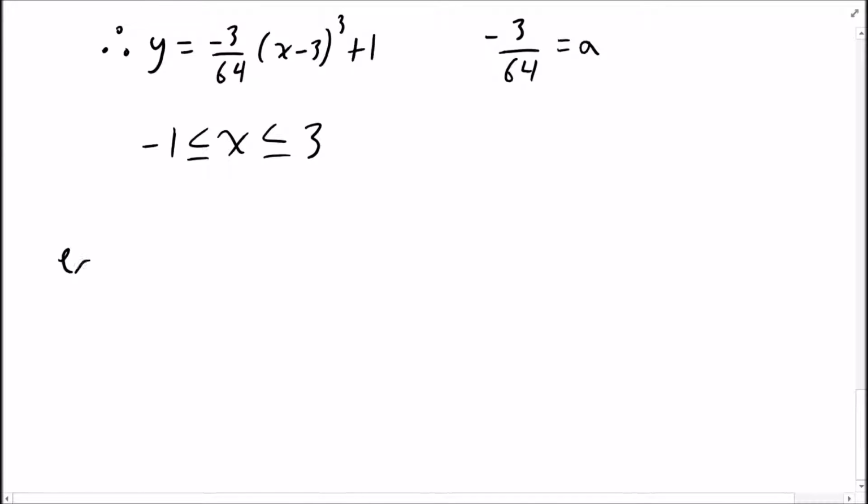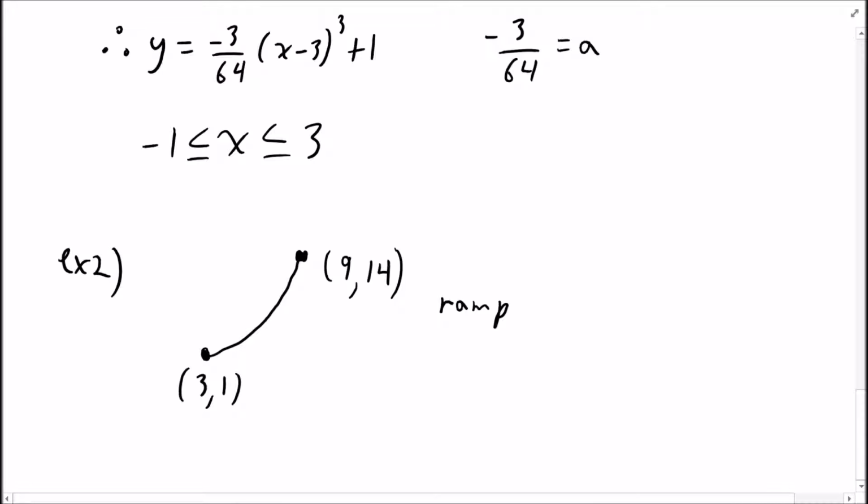All right, let's do another example. Let's go between 2 points, and I'll curve this way this time. So let's go between 3, 1, and 9, 14. So this time, does it look like a ramp or a hill? This time it looks like a ramp. Remember, with a ramp, we want the bottom point to be the point of reference. So we're going to let that be our inflection point. So let's let 3, 1 be the inflection point.